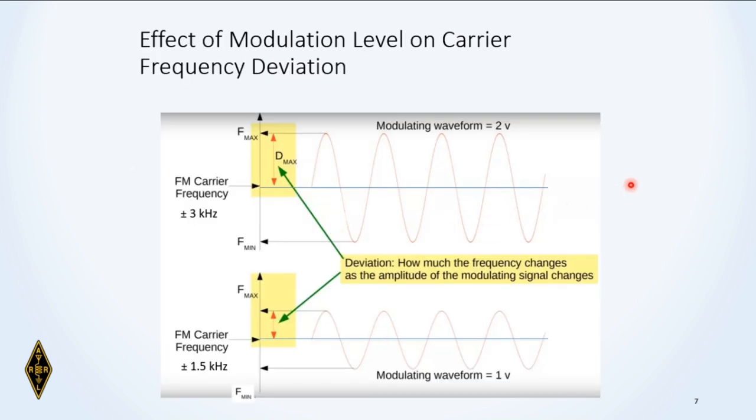This diagram was helpful to me. This is from Kassler. And what we're showing here is an FM carrier frequency. It's going to be an FM signal, and we're going to be deviating plus or minus 3 kilohertz when we apply a modulating waveform of 2 volts. So we're going to have a speech signal, or in this case a single tone, being applied at 2 volts, which will modulate our FM transmitter to plus or minus 3 kilohertz.